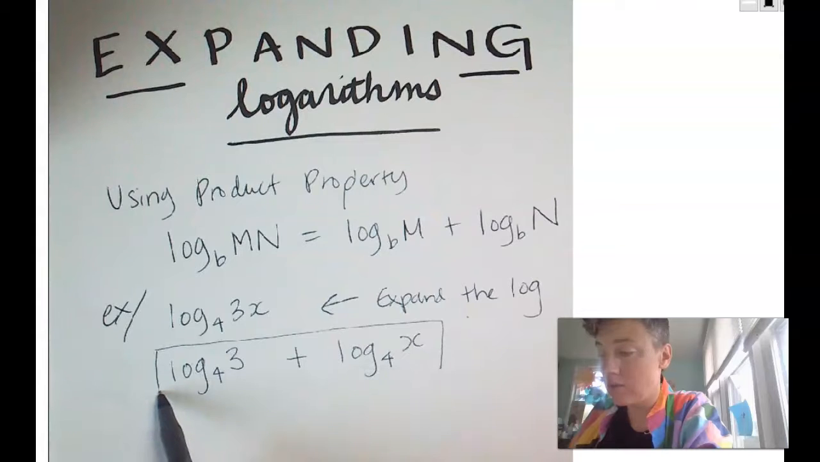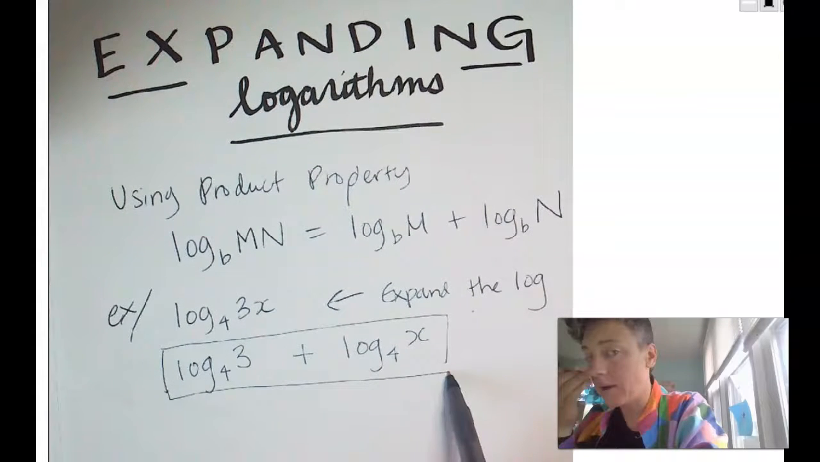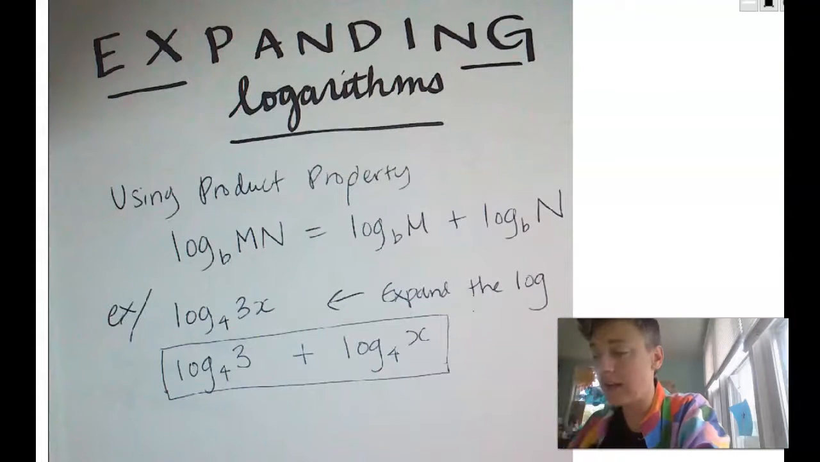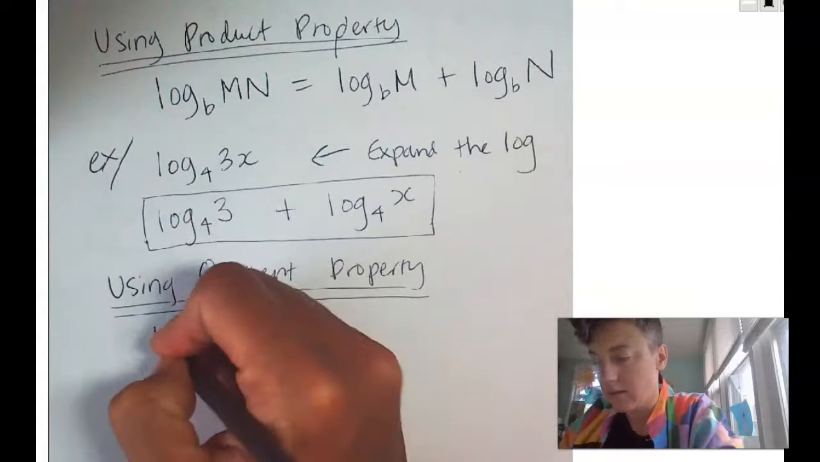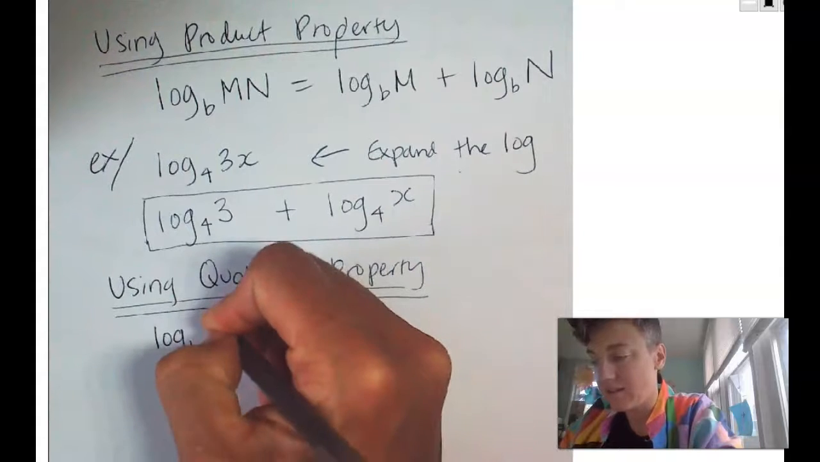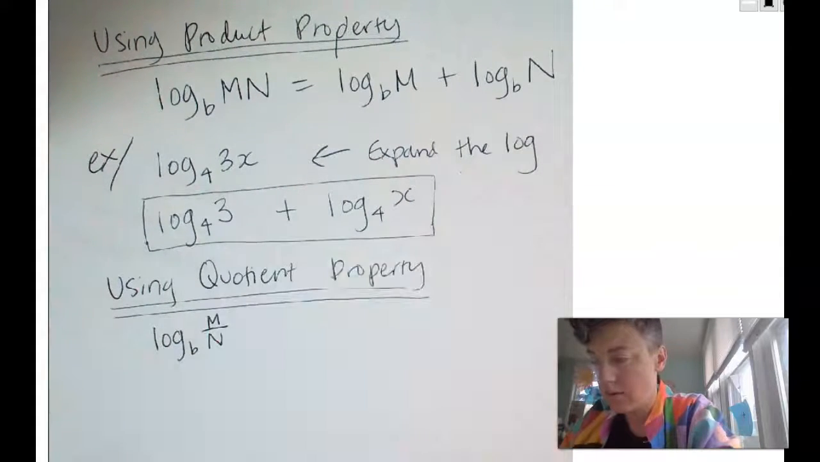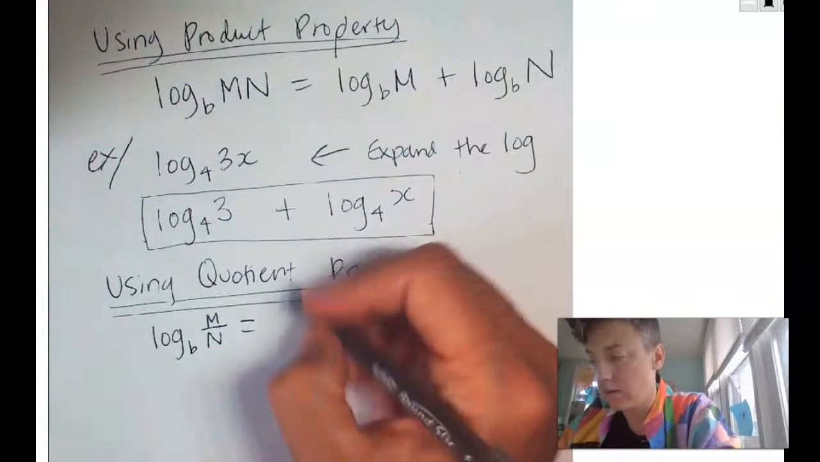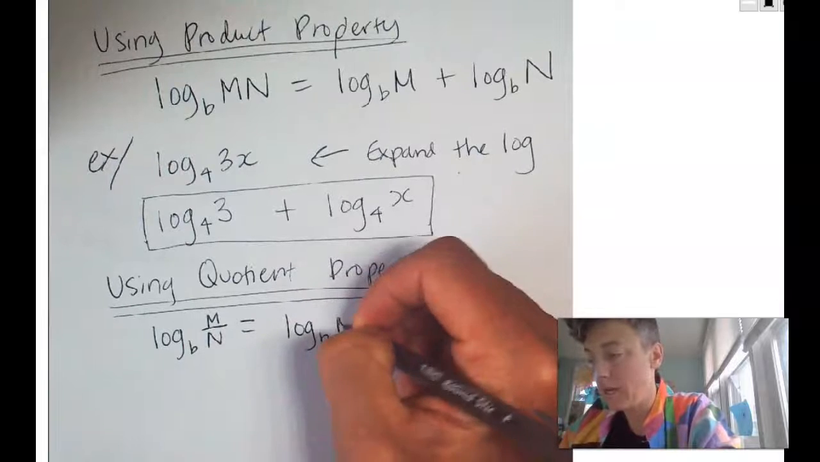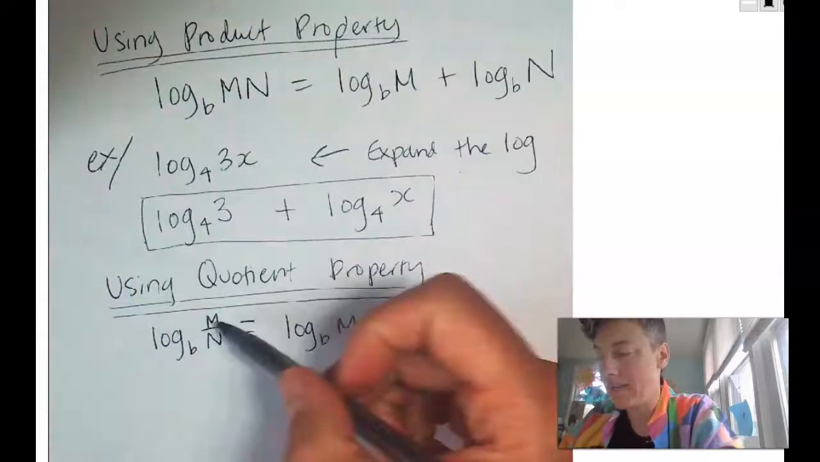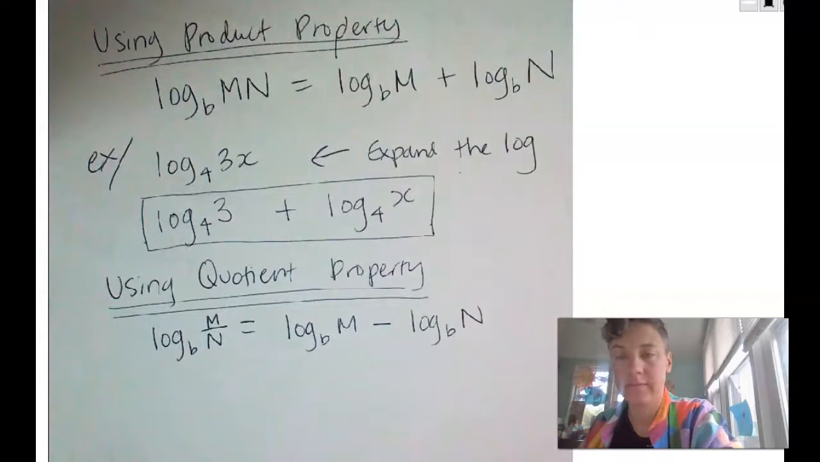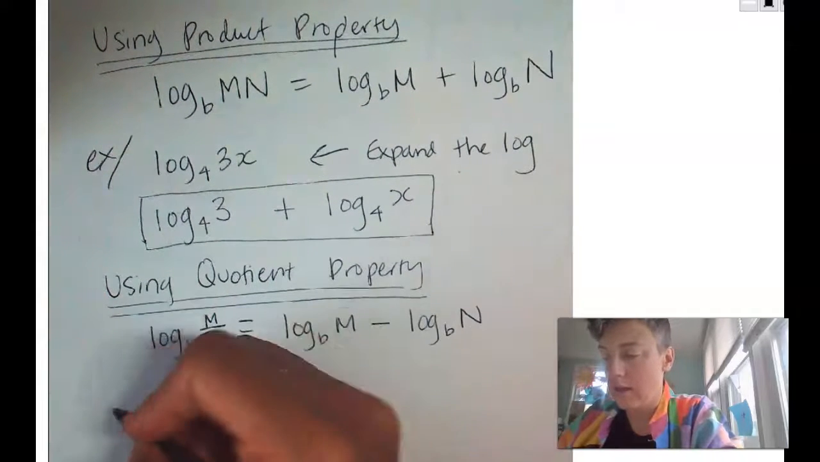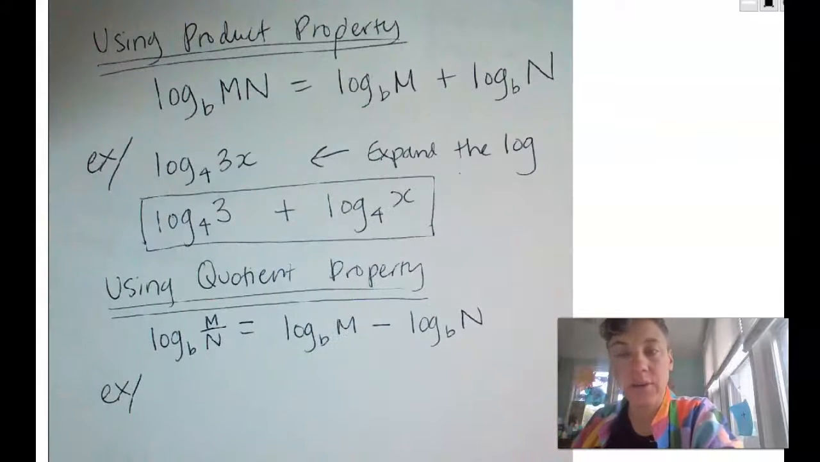Not too shabby. Okay, let's look at the quotient property next. Let's remind ourselves what the quotient property says. It says log base b of m divided by n equals log base b of m, the one on the top, minus log base b of n. Cool. Let's check out an example.